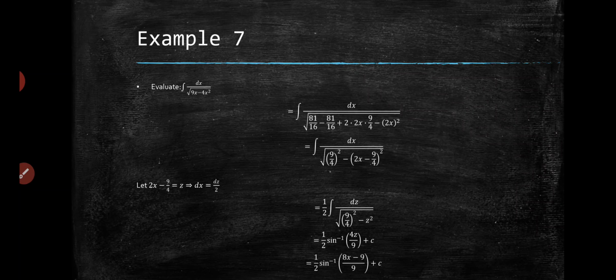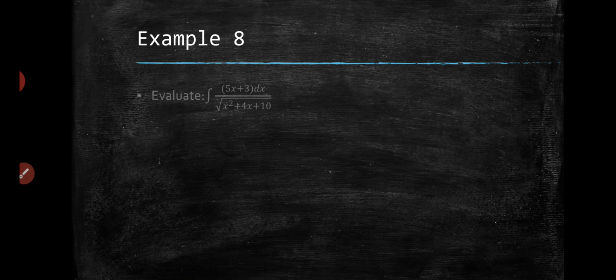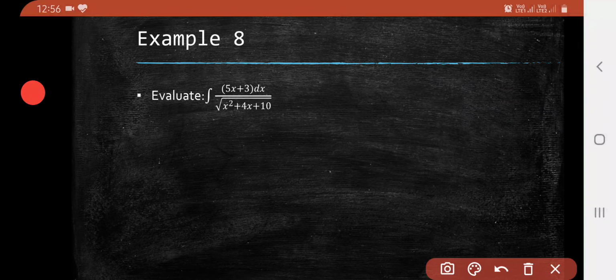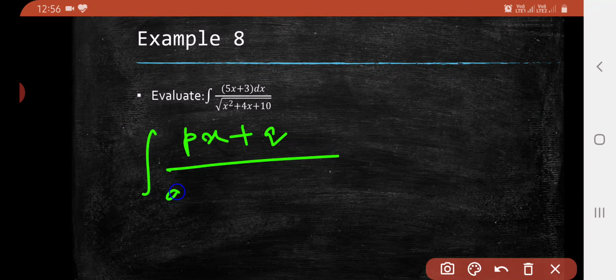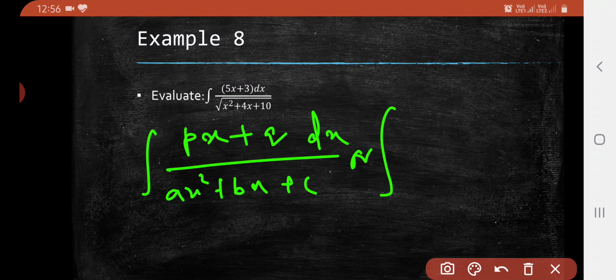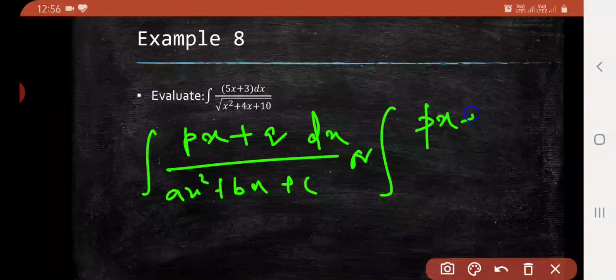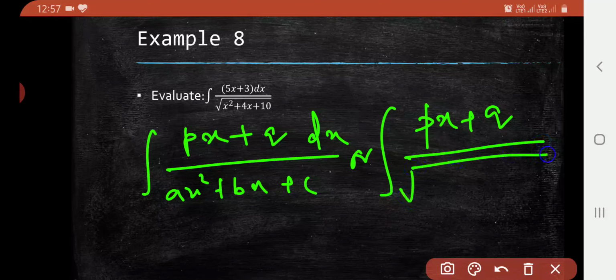Now let us move to the last problem. The last problem being integration 5x plus 3 by root over of x square plus 4x plus 10. Now this is another different type of integration. This integration type is integration px plus q by ax square plus bx plus c, or it can be integration of px plus q by under root ax square plus bx plus c.